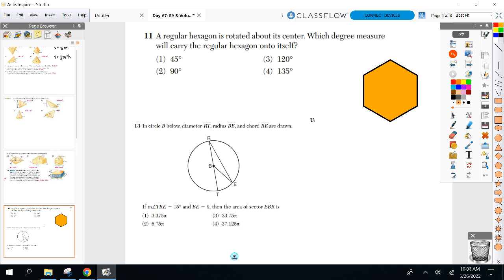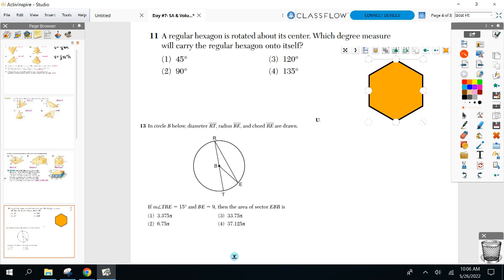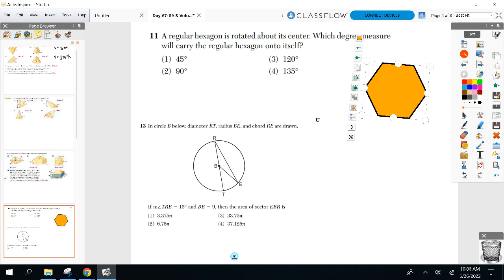Number 11, I got a regular hexagon. All sides are the same. What degree measure will carry the hexagon onto itself? Meaning, how many degrees can I rotate this hexagon so I can get the same hexagon back? How many degrees did I just rotate and get that hexagon back? Basically, what I'm asking you guys is, how many degrees do I go from one vertex to the other?